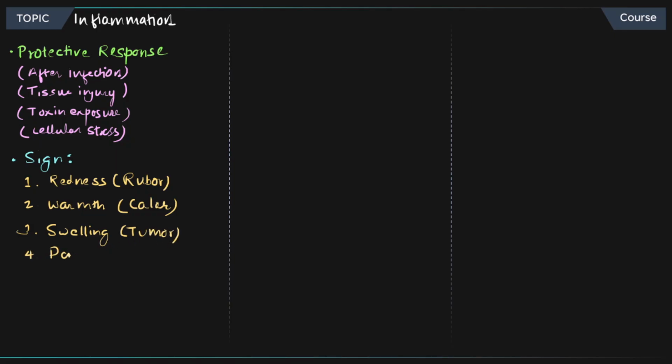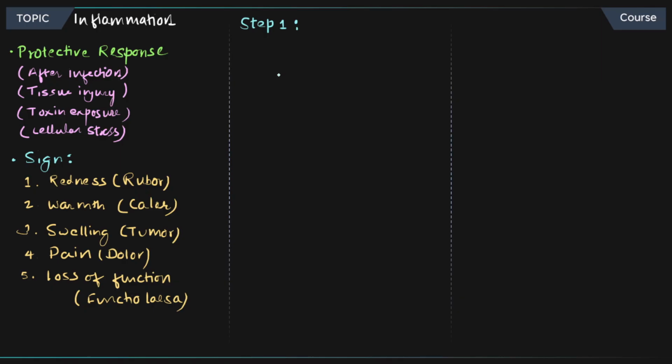Next is pain. It's also denoted as dolor, right? So these are the specific words that are mentioned in inflammation. That's why I'm mentioning them over here. Next is loss of function, which is also known as functio laesa. So these are the terms that are used for inflammation. All right, now let's talk about step number one, which is the entry of the foreign invaders.